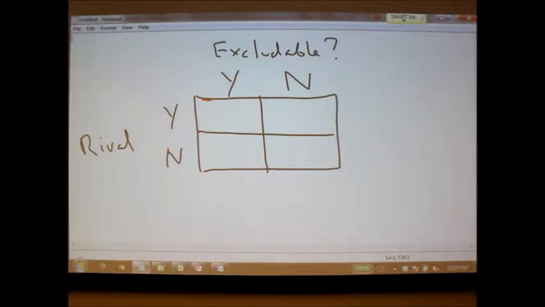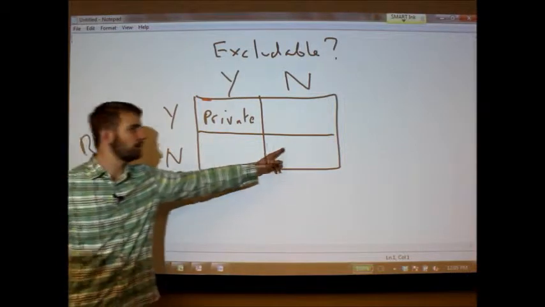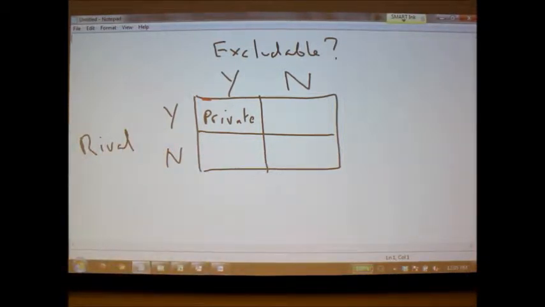What do we call that type of good? Private good. What if it's non-rival and non-excludable, so that we're down here? Then that is a public good. If it's non-excludable and rival, then this is what we call a common property resource.